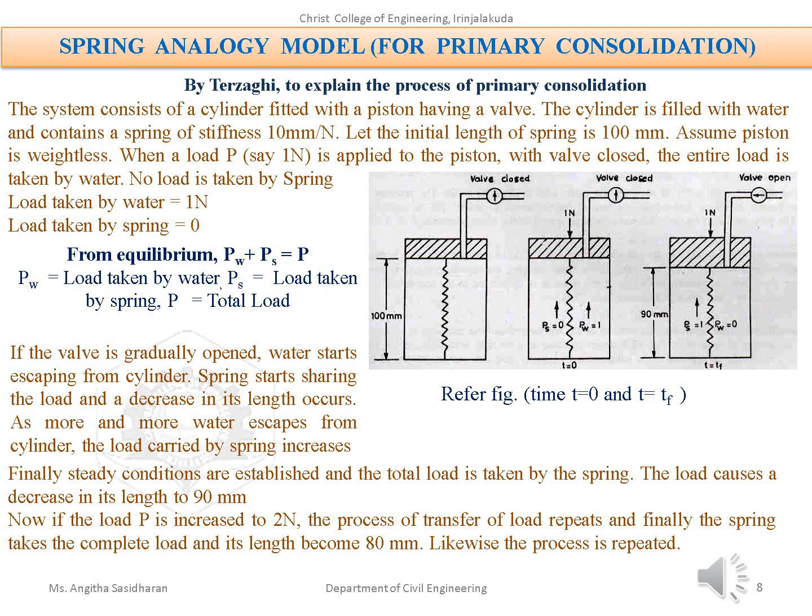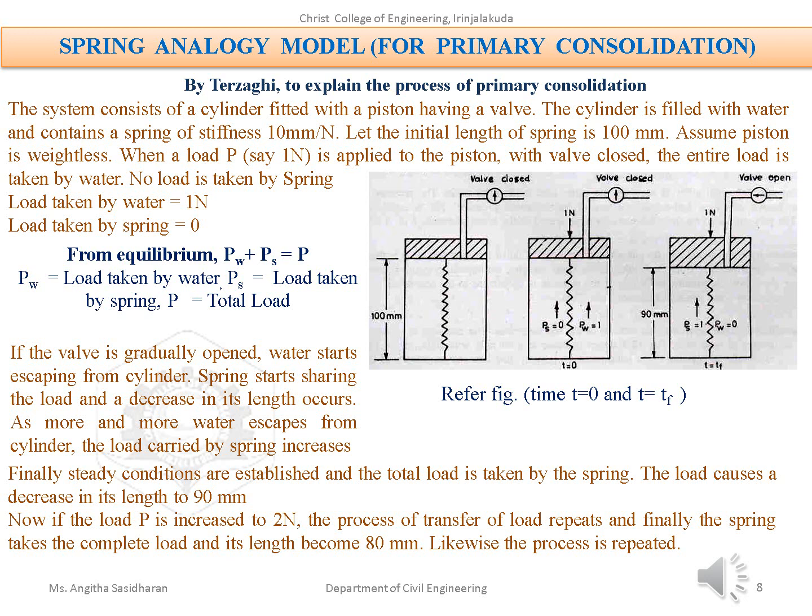Now let's have a look at the spring analogy model proposed by Terzaghi to explain the process of primary consolidation. The entire system has a cylinder that is fitted with a piston, and there is a valve attached to it. The cylinder is filled with water, and the piston has a spring attached to it, and let the stiffness of the spring be 10 millimeters per Newton.